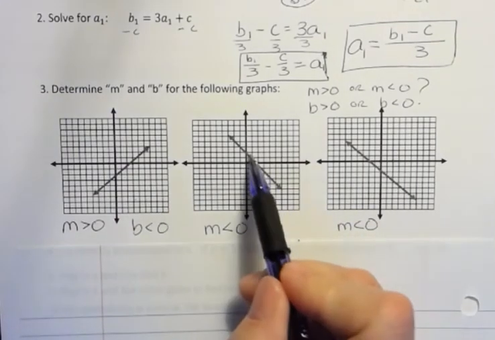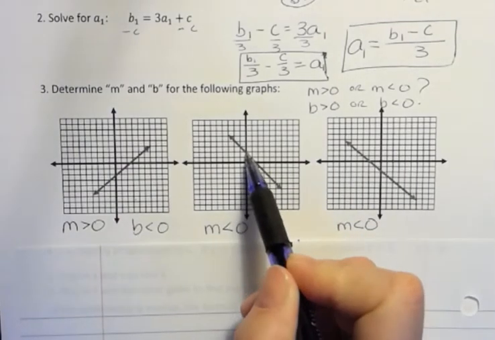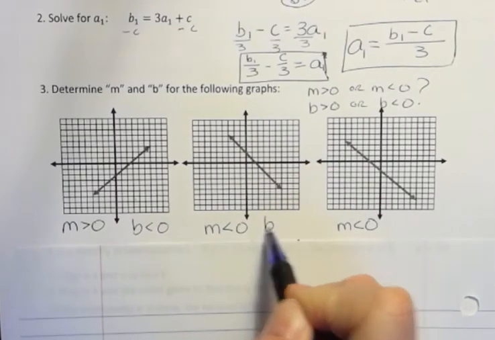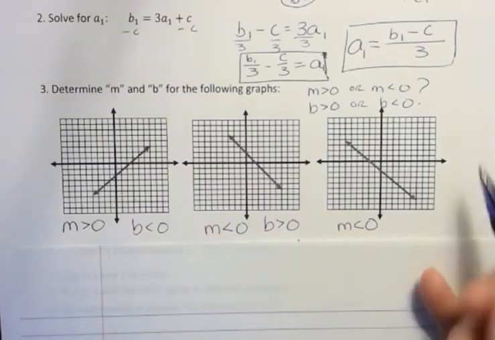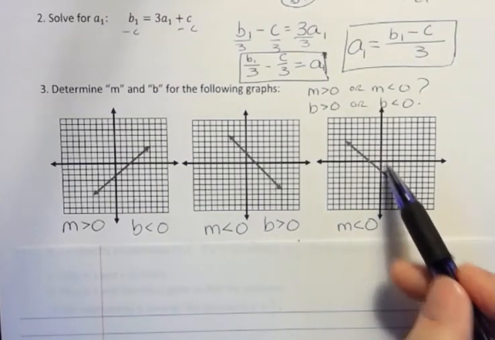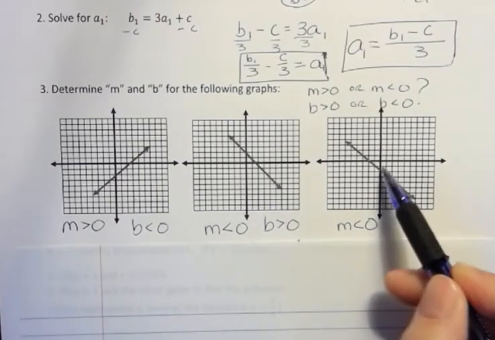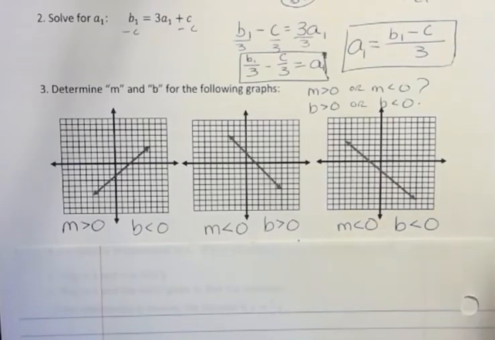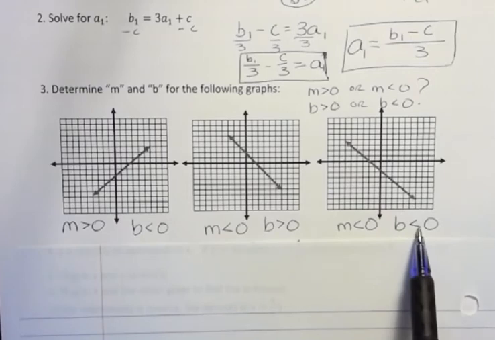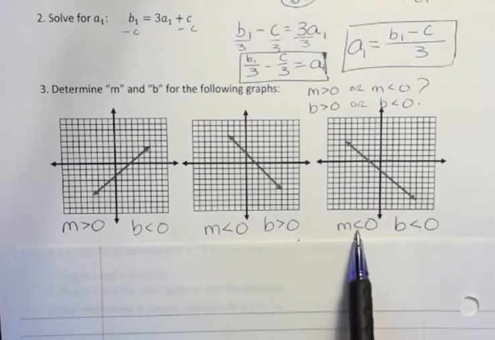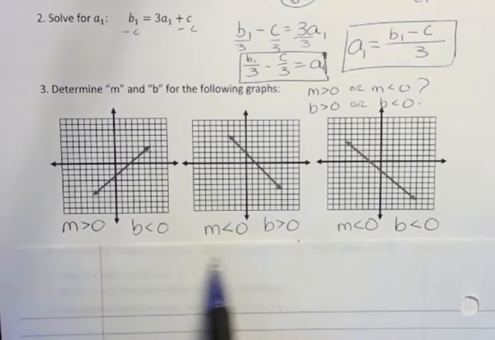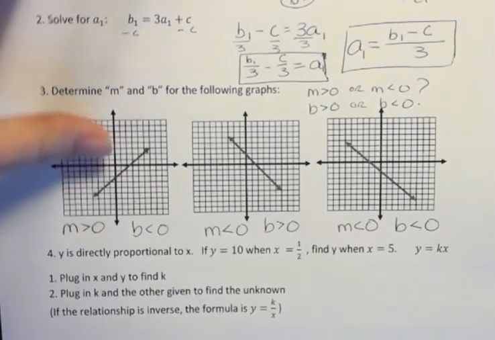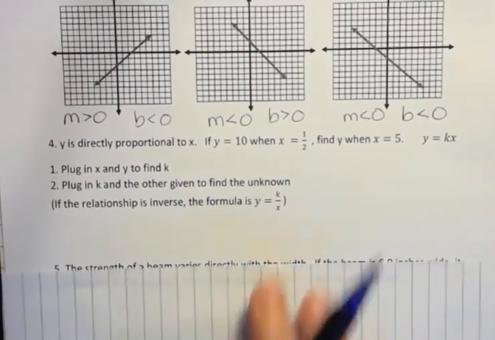Here, B crosses positive because it's above the 0 point. So B is greater than 0. And here, B is here, again, that's negative because it's below the x-axis, so B is less than 0. Notice your slope and your y-intercept could both be negative, they could both be positive, or they could have one of each, okay?